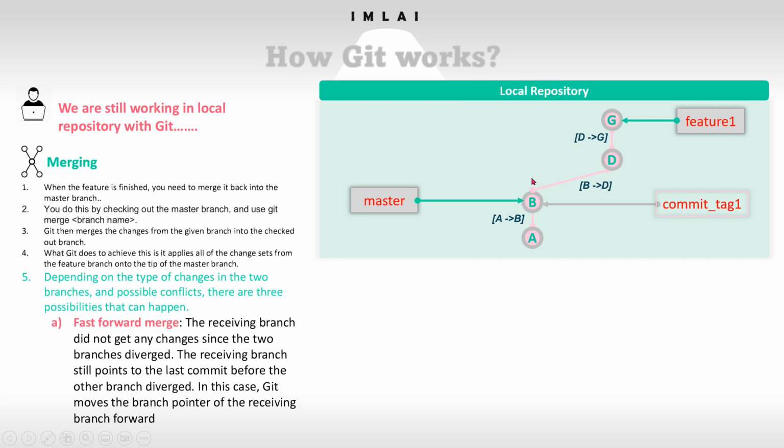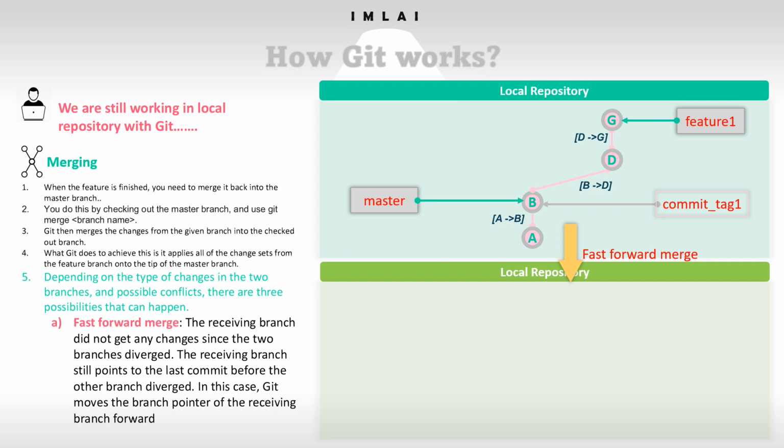So this is the example. This is the master branch, we can call it the receiving branch. At this point, after commit B, it diverged into a new branch called feature 1. After the divergence, the master branch has not done even a single commit. In that case, the kind of merge we get is called a fast forward merge. In this case, what happens is, after A and B, it fast forwards and attaches those D and G commits to this. That's it.